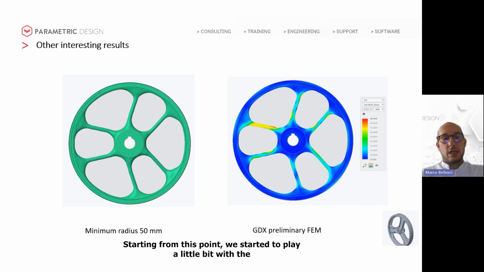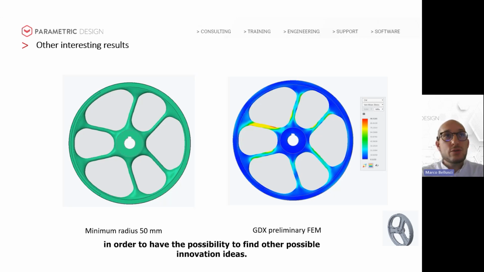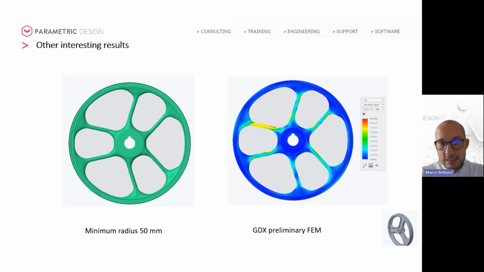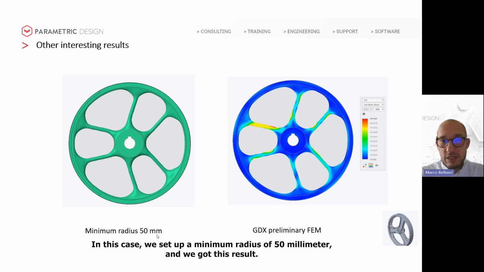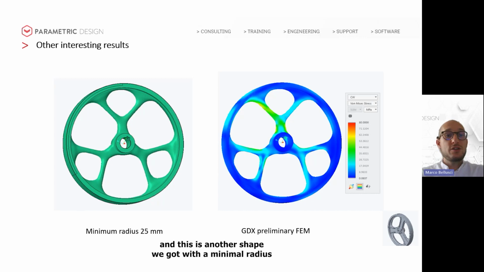Starting from this point, we started to play a little bit with the generative design geometrical parameters in order to have the possibility to find other possible innovation ideas. In this case, we set up a minimum radius of 50 millimeters and got this result in return. And we have the preliminary analysis that is telling us that the result is good in terms of stresses. And this is another shape we got with a minimum radius of 25 millimeters, another completely different shape.